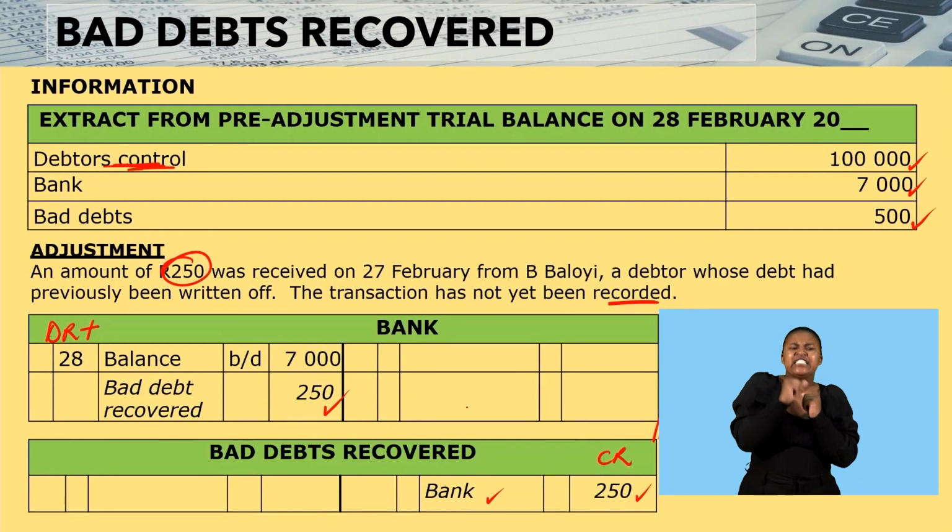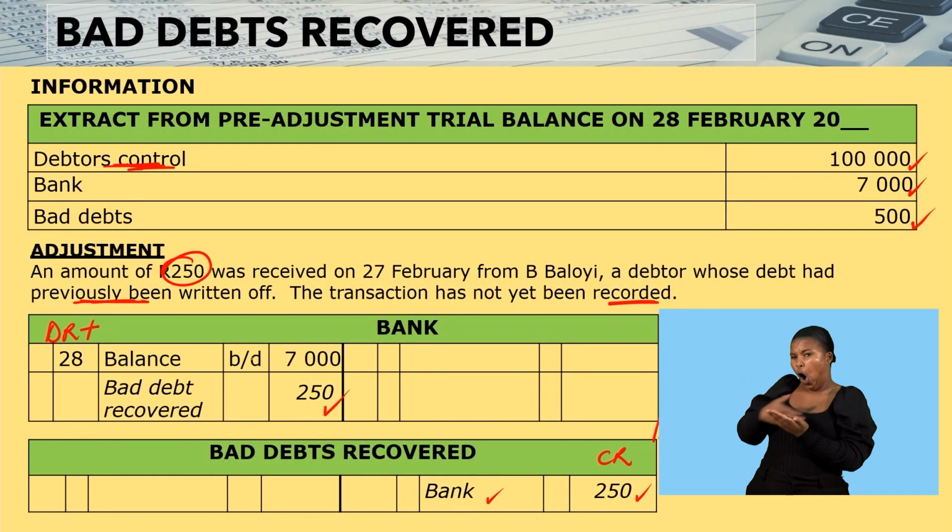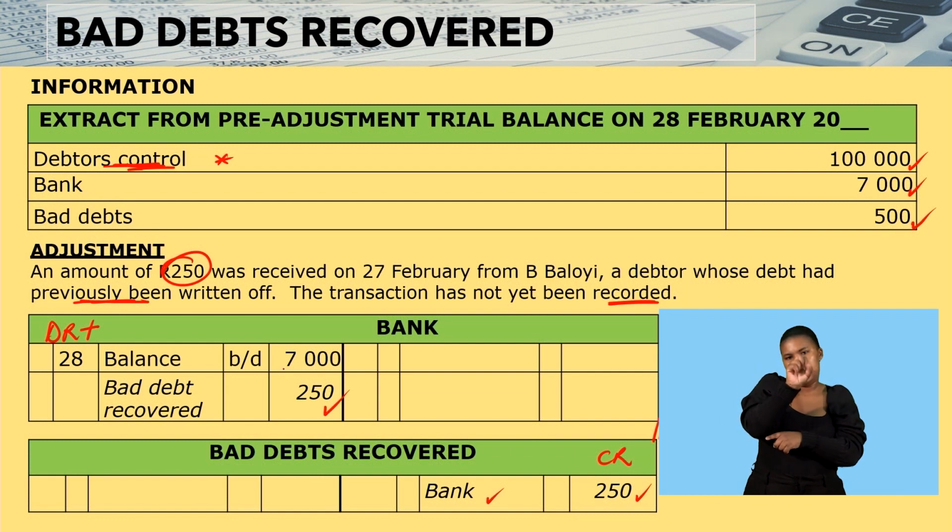Someone is asking, but Mr. Simbi, why did you not adjust it to debtors control? Here's the answer. The moment an account is written off, it is taken out of our debtors control amount. The writing off simply means they took it out of our debtors control. So this amount of 250 is no longer part of our debtors. So when he comes to pay, it can no longer affect our debtors control amount. However, it affects our bank and our bad debts recovered only.